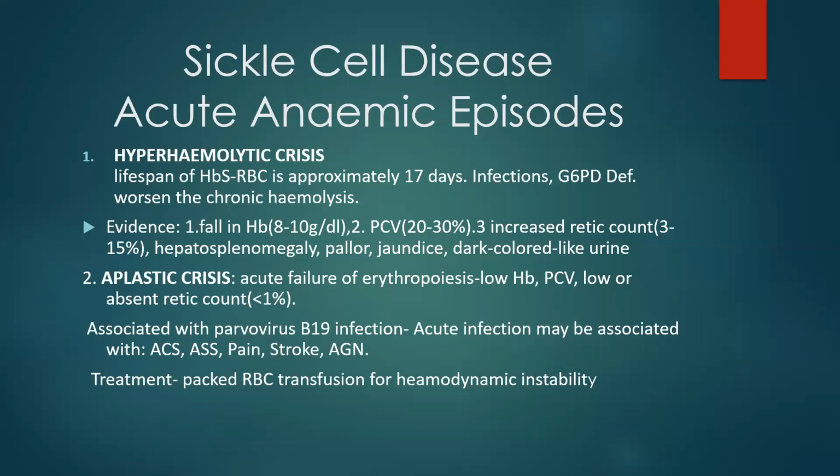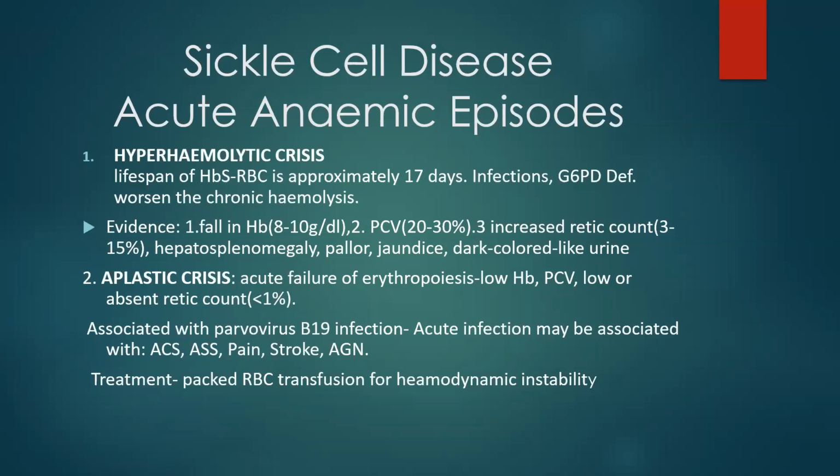So we have the hyperhemolytic crisis. Mostly the red blood cells, as you know, have a lifespan of 90 to 120 days. But with the defective hemoglobin, that's the hemoglobin S, it has a lifespan of an average of about 17 days, which increases the hemolysis rate. And one of the things that may increase this hemolysis rate, as I already said, is infection or any other red blood cell enzyme deficiencies, such as G6PD, which may also worsen the hemolysis crisis.